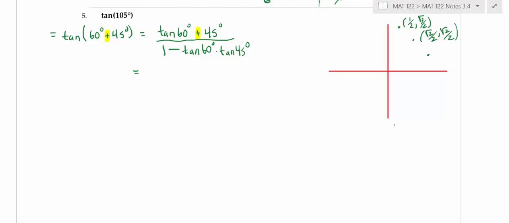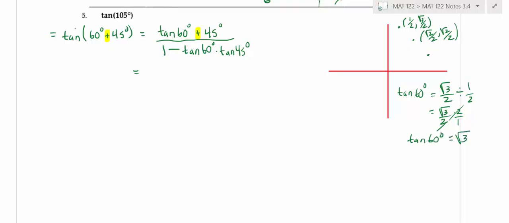So we need to just work out these two things. So if we're doing the tangent of 60 degrees, that's y over x. So that's square root of 3 over 2 divided by 1/2. So that is square root of 3 over 2 times 2 over 1. 2's cross out. We get tangent of 60 degrees is equal to the square root of 3, which is going to be what we're going to have to utilize in these two parts of the expression.